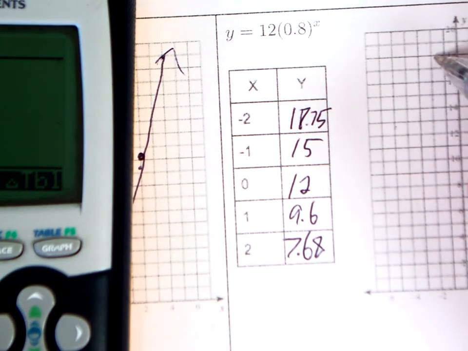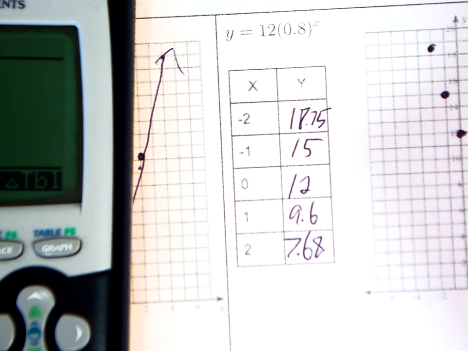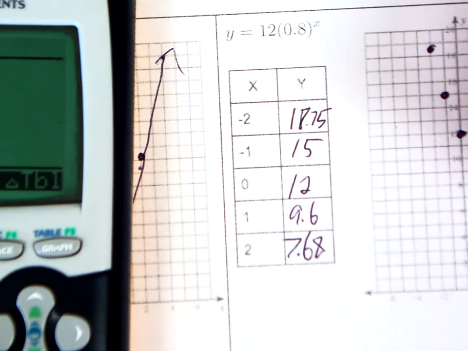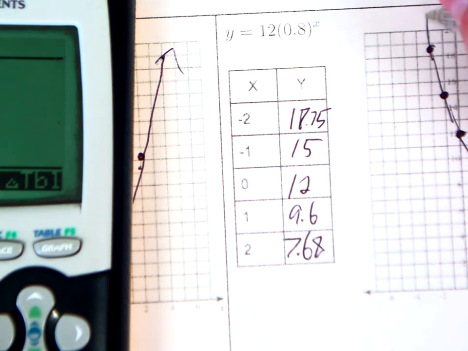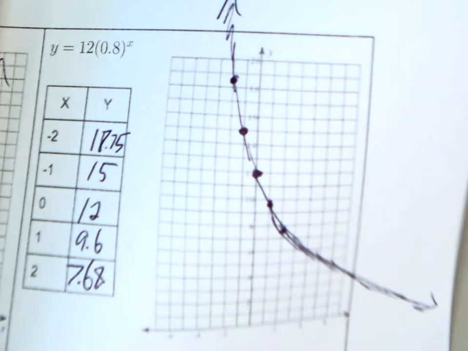So negative 2 is going to be around here. Negative 1, 15. 0 at 12. 1 is going to be at 9.6. 2 is going to be at 7.68. And eventually this will get down and approach 0, but not actually reach it.